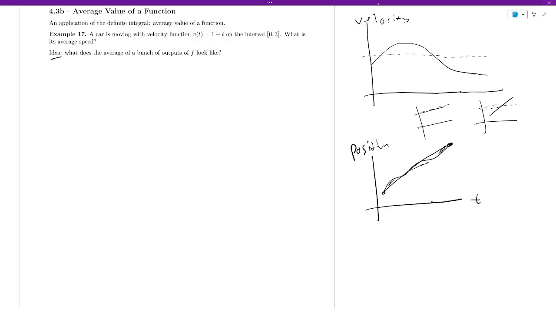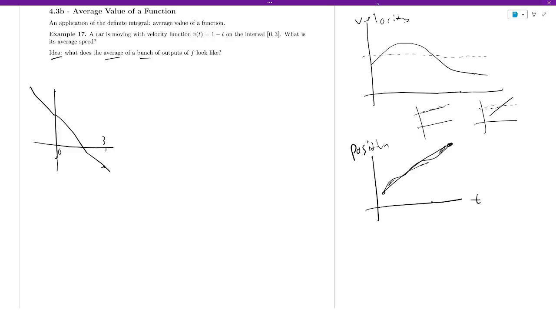So here's my idea. What does the average of a bunch of outputs of f look like? I'm not doing an average of all the values of f, because that's a little hard to think about. But let's just grab a sample of some of the values of f, right? In this story, v is 1 minus t, so my velocity function looks something like this. I'm going on the interval from 0 to 3. Notice that 3 is going to be like this, because at time 3 you have negative speed, -2. So you're going all the way to here.